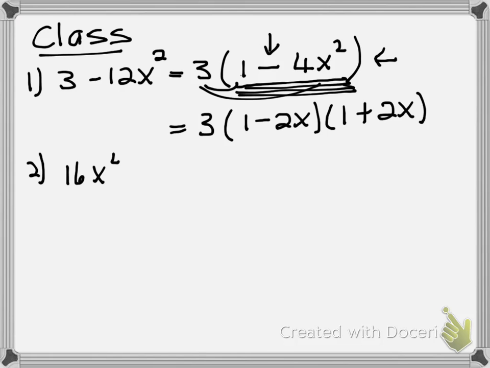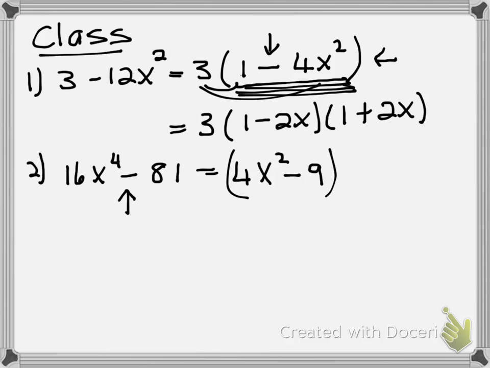Second one on the class exercise, 16x to the fourth minus 81. There's no common factor. 16, 81, nothing. Okay, so we have a difference between two squares because the square root of 16 is 4, the square root of 81 is 9. So we're going to go 4x to the second minus 9 and 4x to the second plus 9. Square root of 16, square root of 81, and square root of x to the fourth is x to the second. So it's square root minus square root plus square root.